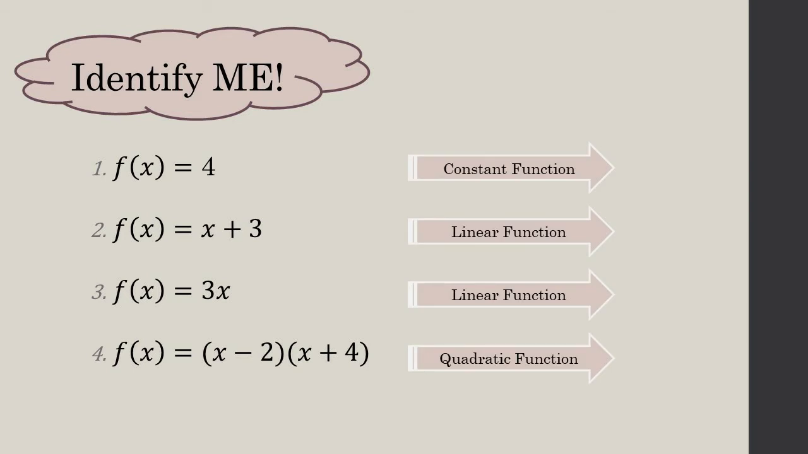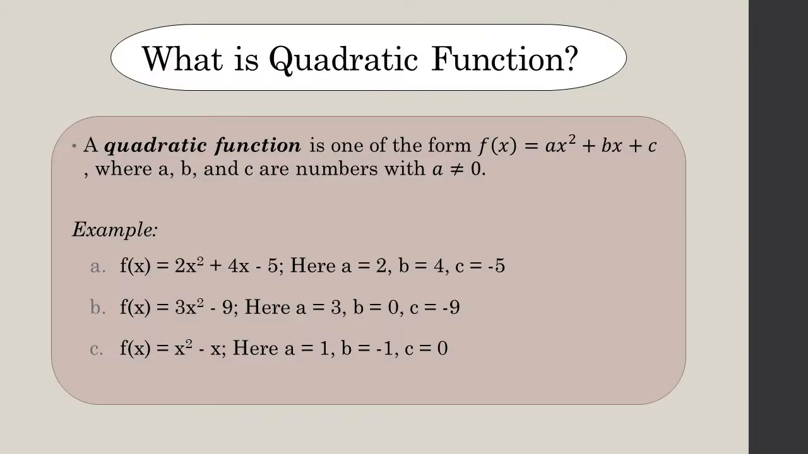For number 1, we have f of x is equal to 4, and that is a constant function because it has a degree of 0. Next, we have f of x is equal to x plus 3, and that is a linear function, the same with number 3 because of its degree 1. And for the last item, we have f of x is equal to the quantity of x minus 2 times the quantity of x plus 4, and it gives us a degree of 2 when simplified, so that is a quadratic. So what is a quadratic function?